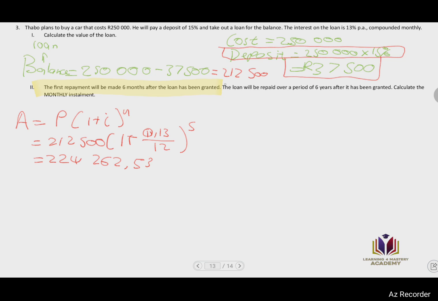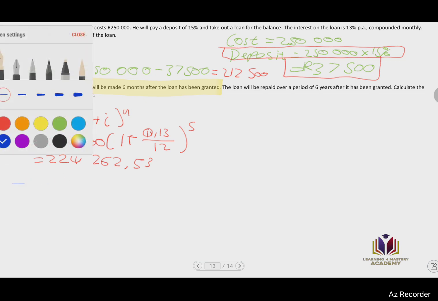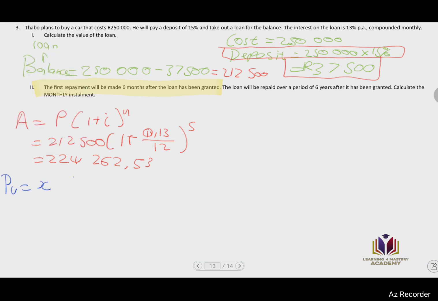So, they said the loan will be repaid over a period of 6 years after it has been granted. Calculate the monthly installment. So now we know it's a loan, so we're going to use PV = x[1 - (1 + i)^-n]/i. Then you substitute everything. The loan amount is 224,262.53 equals X. That's what we're calculating for.